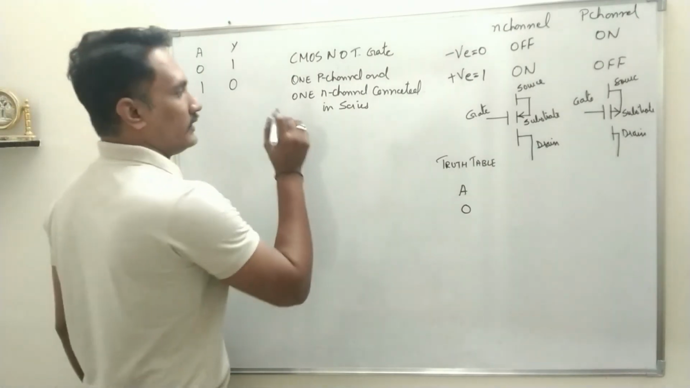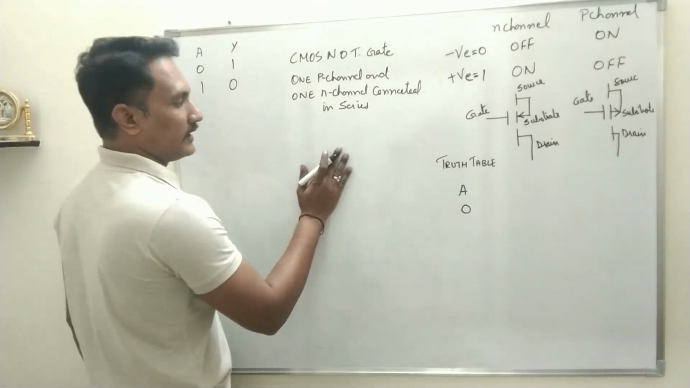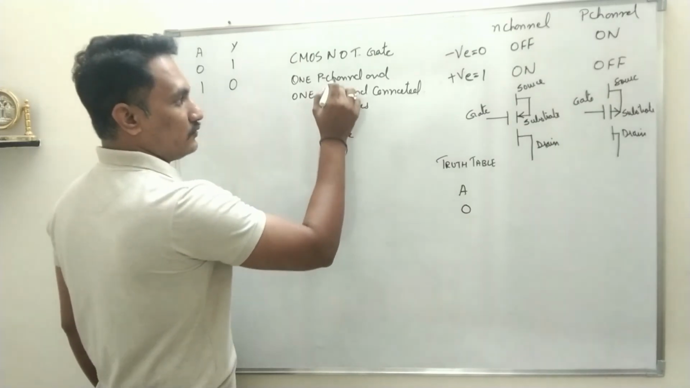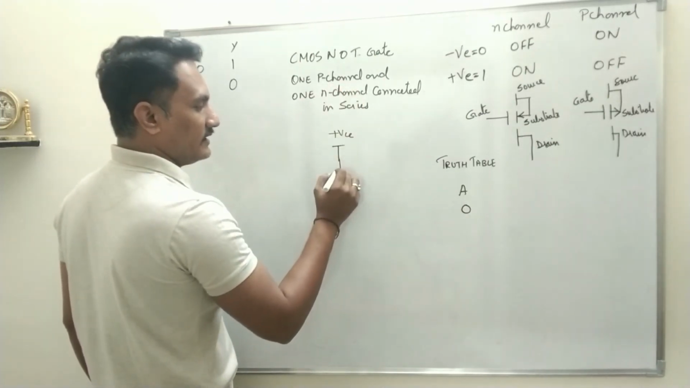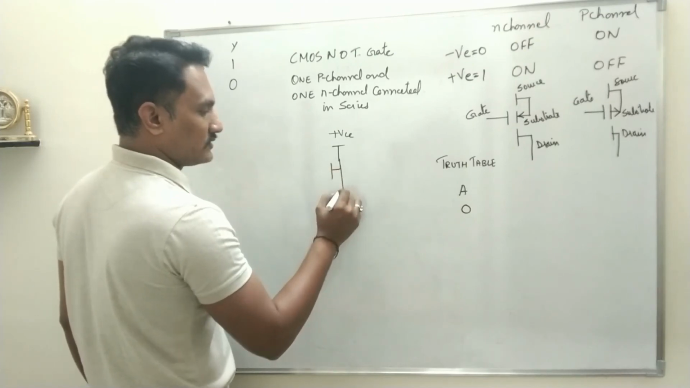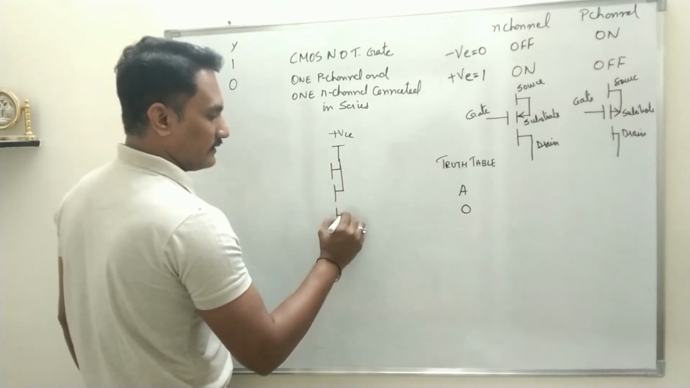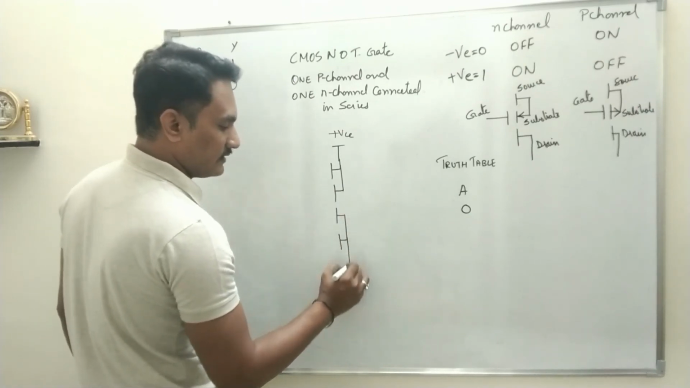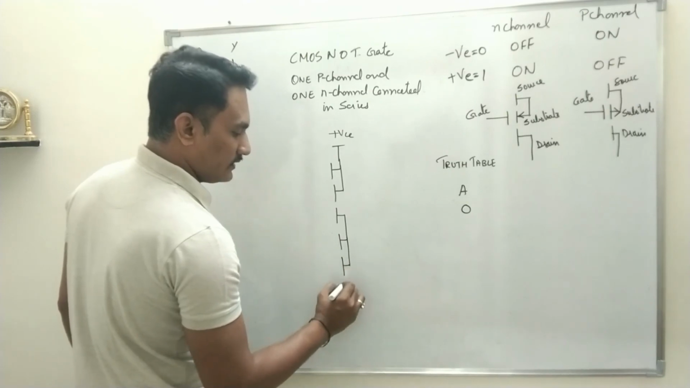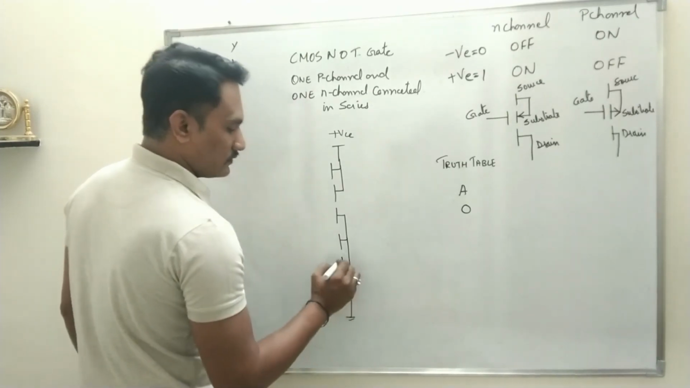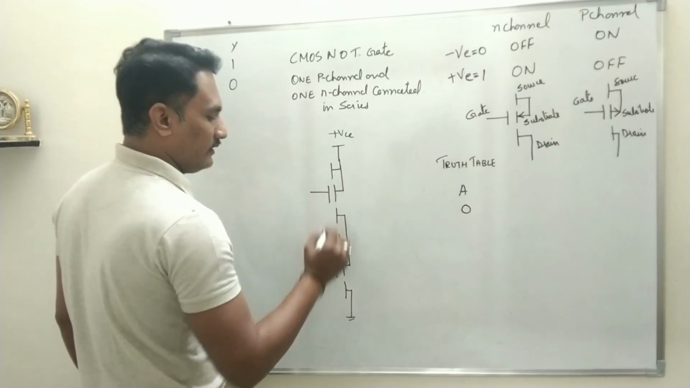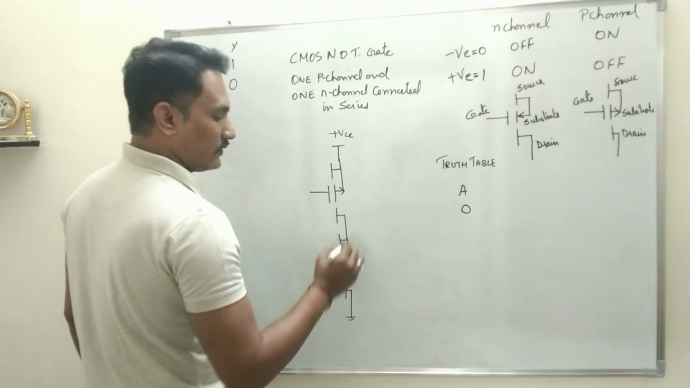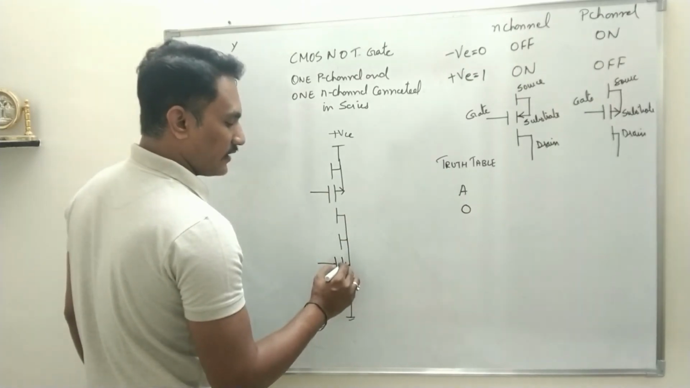So now let us try to understand the construction part. Positive, as I said, one P channel and one N channel connected in series. Source, substrate, drain, series. So this drain will get connected to the source of the next, source connected to substrate, and drain connected to ground. So in front of the substrate we draw the gate terminal. Now the first one is a P channel, arrow mark outward. The second one will be an N channel, arrow mark will be inward.